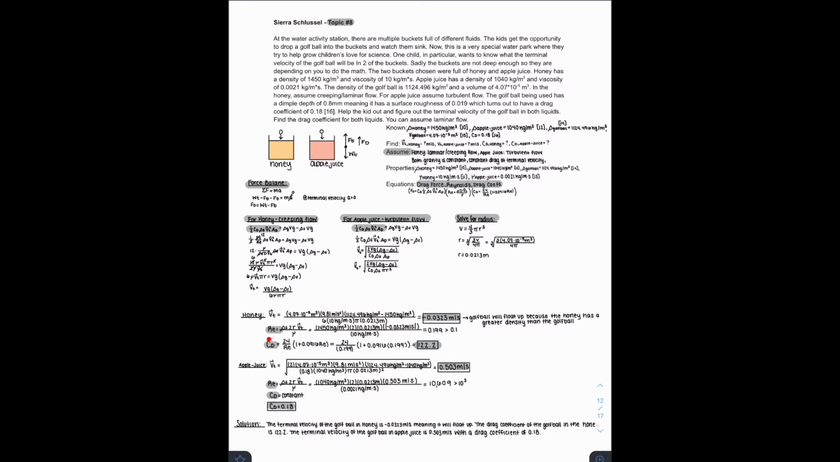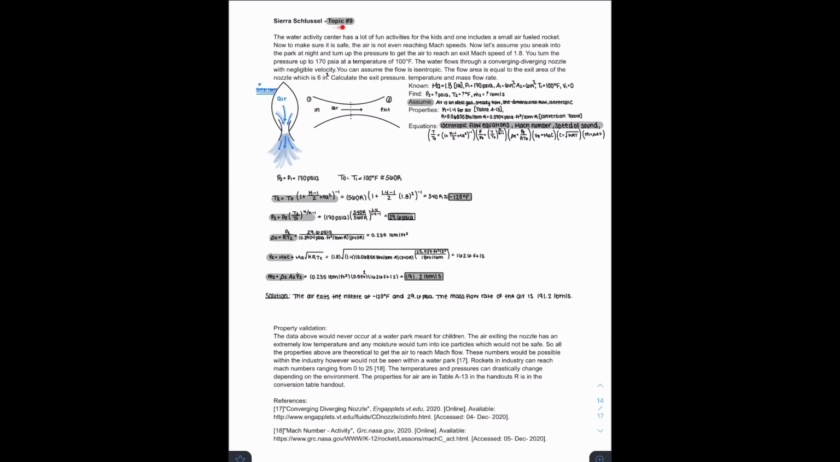We put it into our drag coefficient equation here, and we get a drag coefficient of 122.2. For apple juice, we get a terminal velocity of 0.503 meters per second. We put it into a Reynolds number equation, and we get 10,609, which is greater than 10 to the third. So therefore, the drag coefficient is constant. So our drag coefficient equals 0.18 as stated in our problem statement.